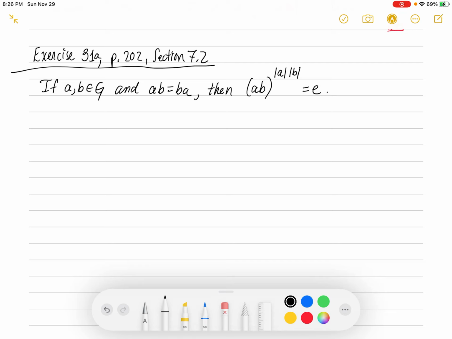So keep in mind that A and B are elements of some group. We don't know if they're numbers or what, but order of A is a positive integer, order of B is a positive integer. Okay, let's see if we can prove this. So let's begin with: suppose A and B are elements of a group and these two elements commute.